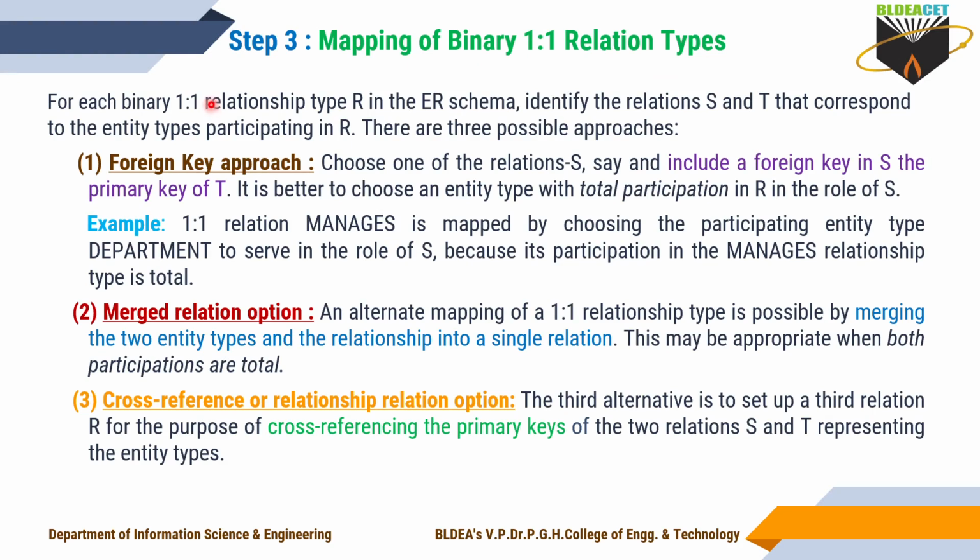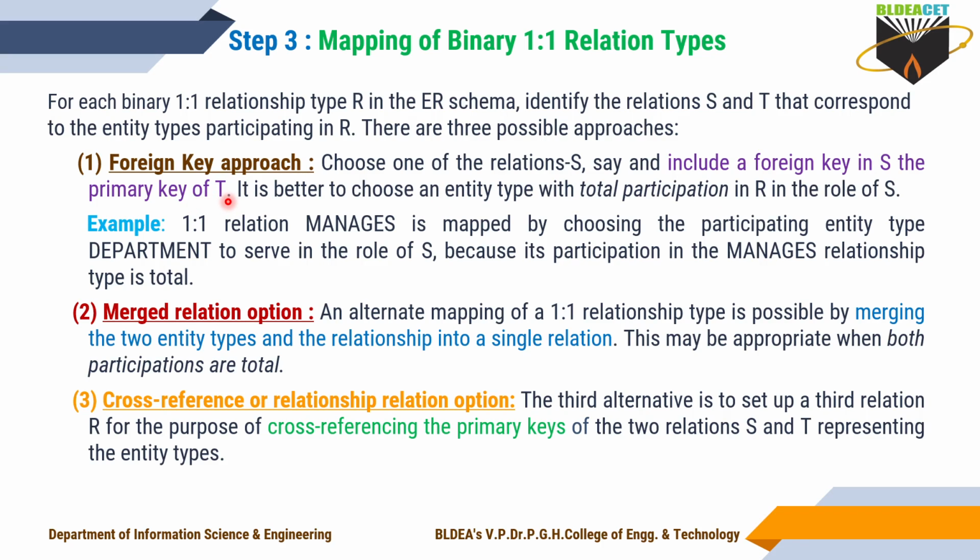Now, for mapping this 1:1 relationship type in the ER schema, R is the relation that identifies the relations S and T. Here, you can specify how to map binary 1:1 relationship types. One approach is the foreign key approach: choose the relation S and include as a foreign key in S the primary key of T.